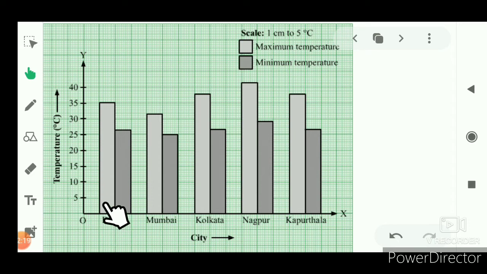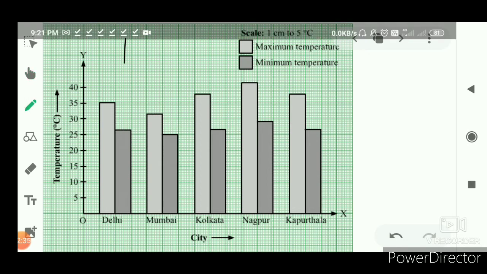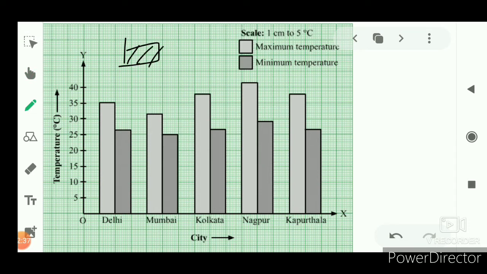Here let's suppose for maximum temperature we have taken the symbol of light gray, and for minimum temperature we have taken the symbol of dark gray. We can take any symbol or any color, you can also take this design or some other design for one particular temperature. This is just for understanding.